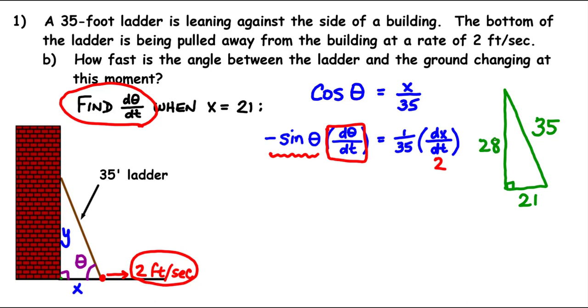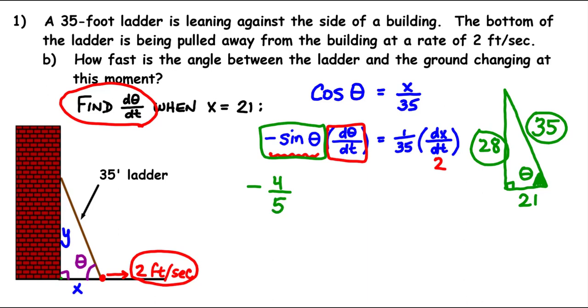So now, if theta, again, is down here in the lower right corner, if we're looking for negative sine of theta, that's easy. It's going to be negative opposite over hypotenuse. And that's going to be 28 over 35. In fact, I can reduce that on the fly. 28 over 35, if you divide them both by 7, will be negative 4/5. So that goes in there.